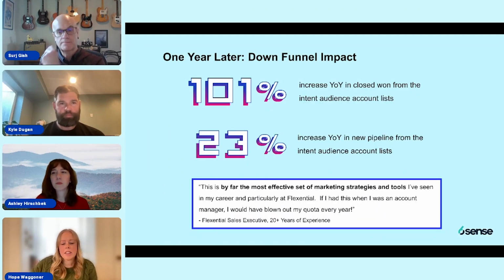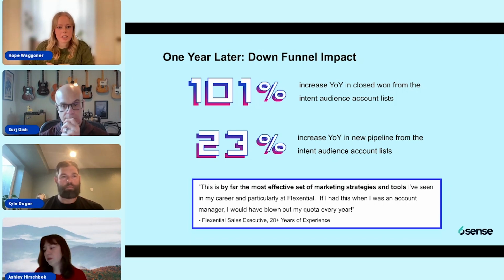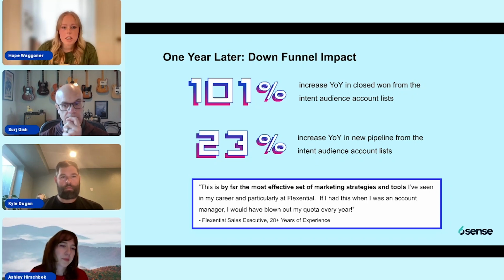Awesome. And then the account strategy, really when we're focused on how we were going to market the intent accounts. That wasn't just unique to this specific campaign for Flexential. We've actually been in market with an approach like this for 1 year. And given that patience is key here, in 1 year, we were able to increase closed won from these intent audience account lists by 101%. And we were able to increase pipeline by 23%.